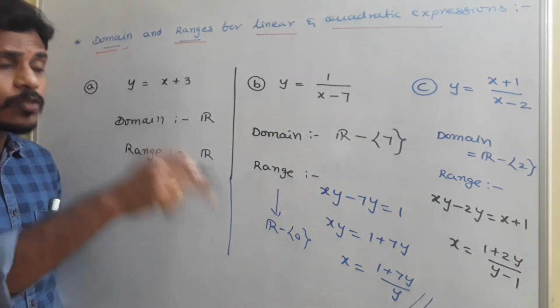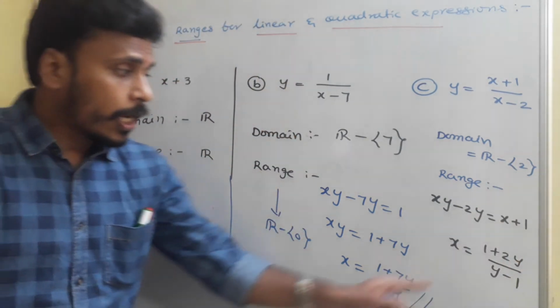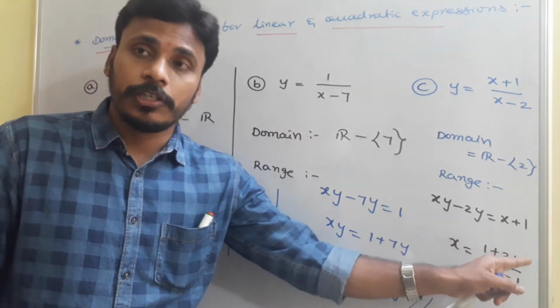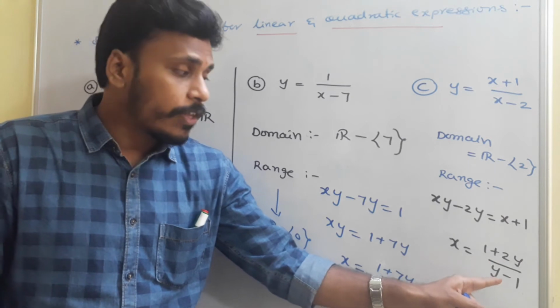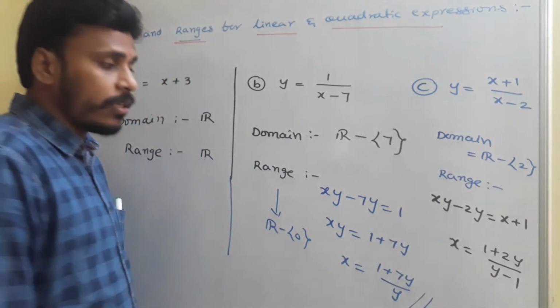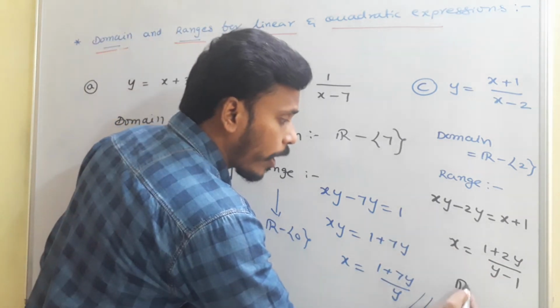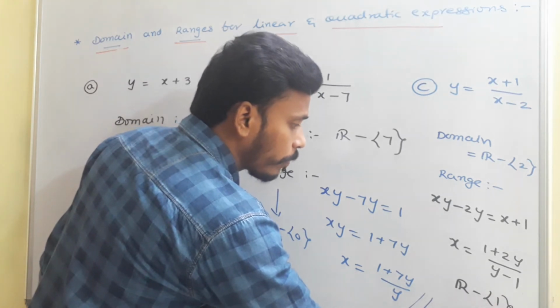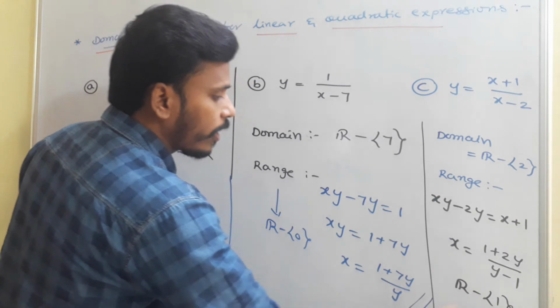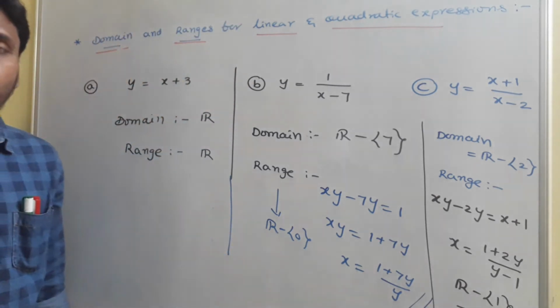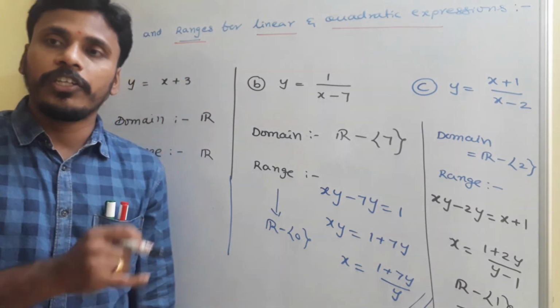Okay, since x is (1 plus 2y) by (y minus 1), now think about this particular expression. Whenever it exists and whenever it does not exist. If the denominator is 0, it does not exist. So we need to avoid the denominator as 0. That means we can't take that 1 in the place of y. So all real numbers minus 1 is the range. Very simple, finding range and domain.